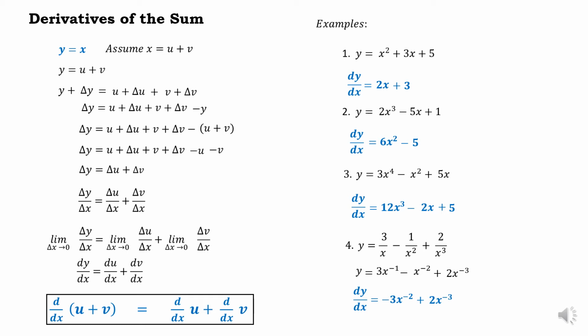And the last one, we have 2x raised to the negative 3. The coefficient is 2 and the exponent is negative 3. Negative 3 times 2 is equal to negative 6, and subtract 1 from the exponent, it becomes x raised to negative 4. So therefore the derivative of 3 all over x minus 1 all over x squared plus 2 all over x cubed is equal to negative 3x negative 2 plus 2x negative 3 minus 6x raised to negative 4.